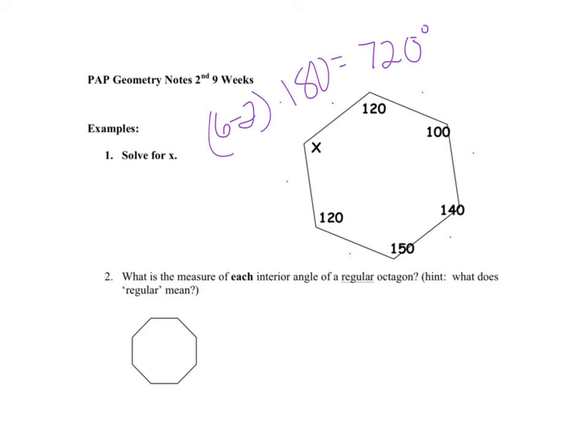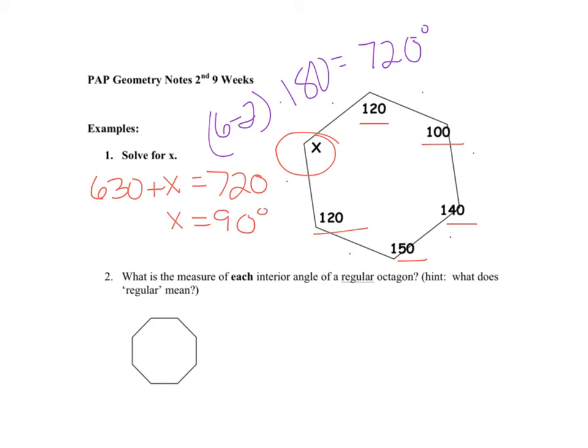Then I add together my angles, combining my like terms. So I have my 120 plus 100 plus 140 plus 150 plus 120 adds to 630 degrees. And then we also have our angle that's x. All of them should add to 720. So if I subtract 630, I'll see that x will equal 90 degrees.